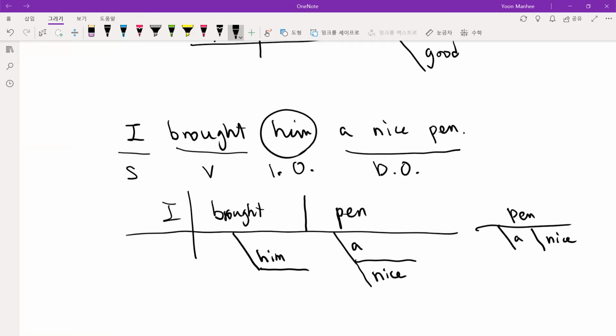So what do you do with the indirect object? You put it under the verb, connect it with the diagonal line, but it's put on a line that's parallel to the baseline.